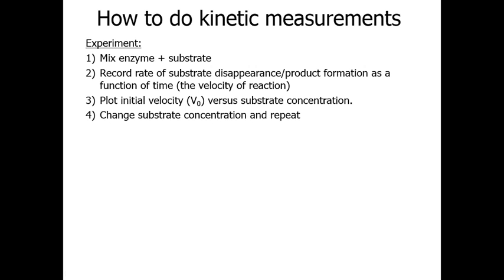So let us look at an example. How to do kinetic measurements. And here is an experiment. First, mix enzyme and substrate. Now, what sort of enzyme are we talking about? Let's take an enzyme called alkaline phosphatase. What alkaline phosphatase does is it hydrolyzes monophosphates.